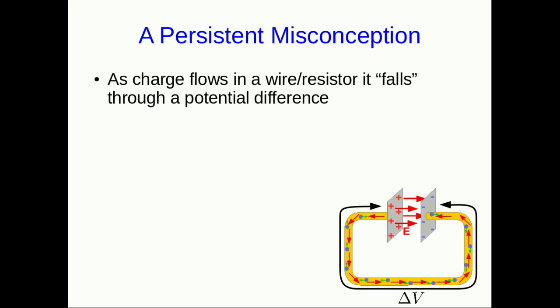Part of the reason to know about this microscopic model of what's going on with current is that it helps you avoid a very common and persistent misconception. So, charge flows in a wire or resistor because it falls through a potential difference. And so the electrons which are leaving this plate and arriving at this plate are going up through a potential rise, but that means they're losing potential energy because they have negative charge. So charge is losing potential energy when a current is flowing. That is true. So far, so good.